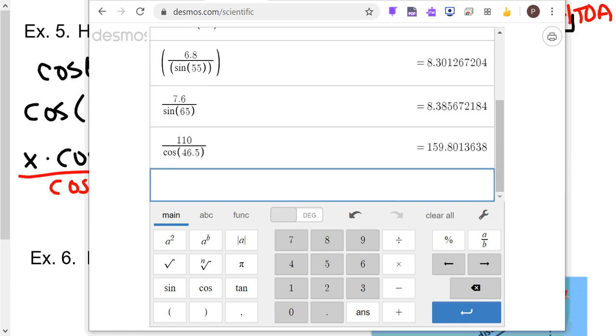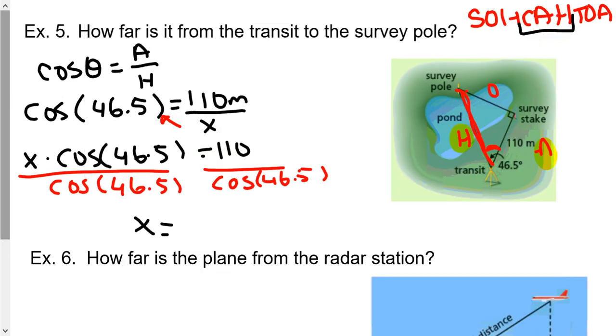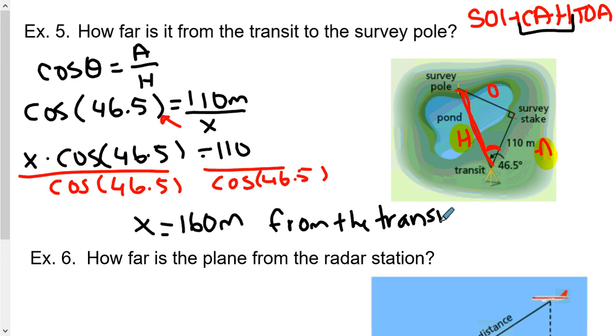And we get a length across the pond of 160. So we can say 160 meters from the transit to the survey pole. And that's a value that would not necessarily be able to be measured because of that pond in the middle.